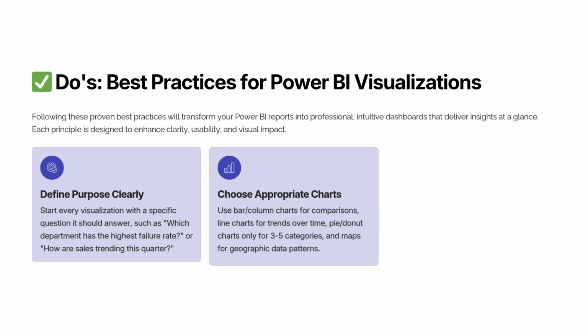Next, choose the appropriate charts. Use bar or column charts for comparisons, line charts to show trends over time, and pie or donut charts only when dealing with a small number of categories. For geographical insights, maps are the best choice.